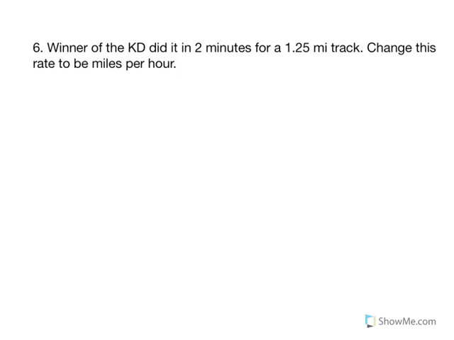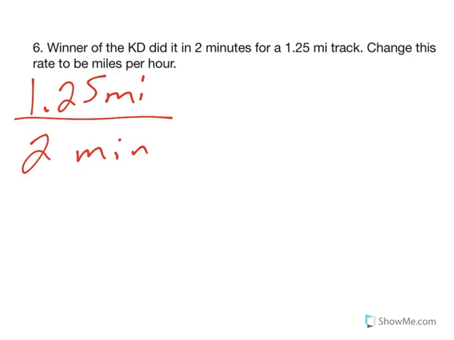Number 6. Okay, so we're talking about the winner of the Kentucky Derby. First it says, write a ratio of the length of the track, 1.25 miles, to the time it took him to win, right? The winning time, which was 2 minutes. So we are in miles per minute. We want to know that in miles per hour. So I like the miles. This is good. Miles can stay. But I've got to change this minute.